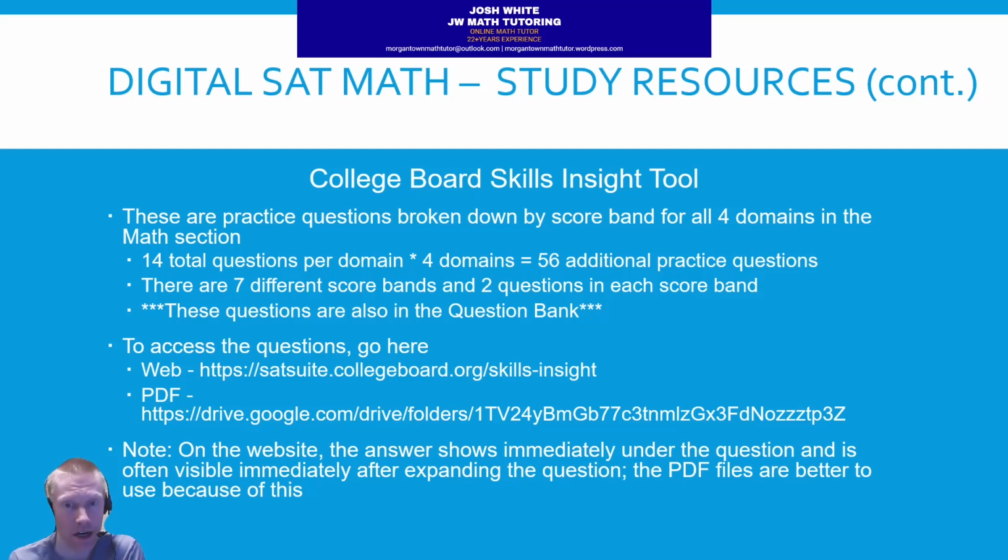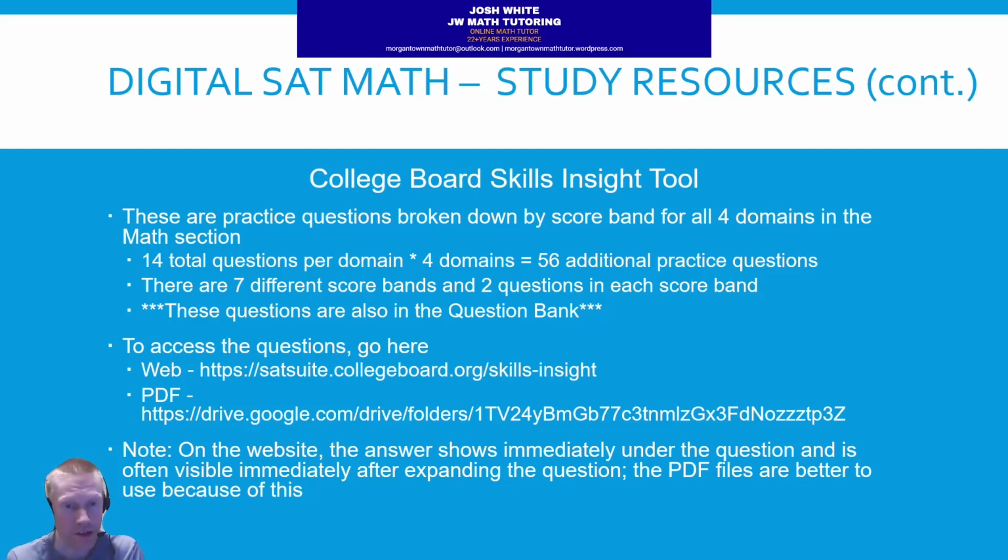But the reason that I do like to use these or highlight these is because, like I said, they're broken down into 7 different score bands. So there's all these ranges. Like the lowest range is up to 360, and then it's every 50 points, 360 to 410, 410 to 460, 460 to 510, and so on and so forth until it gets to the highest range, which is I think 680 and above. Each band has 2 questions in it.